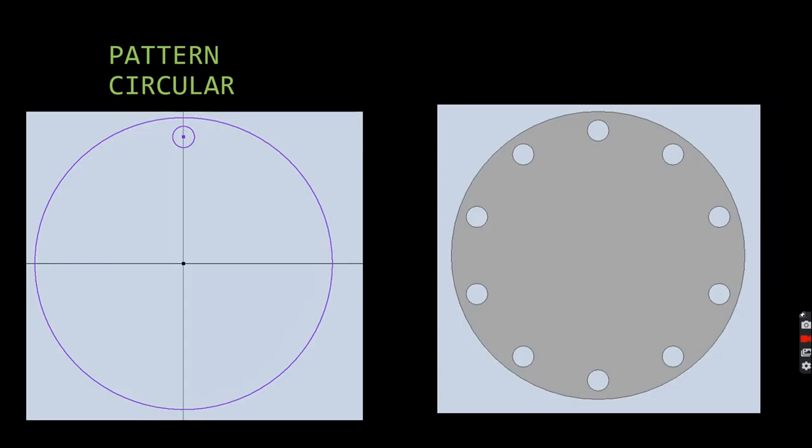Circular pattern works the same way except for circles. Here we have a circle and we want it to be on a specific bolt hole circle, which is the diameter between these, or the diameter of these circles. And here we have 10 circles drawn around this shape here from the center.